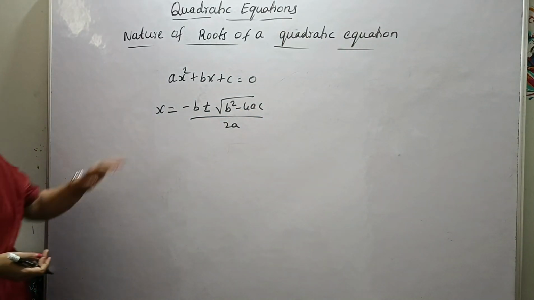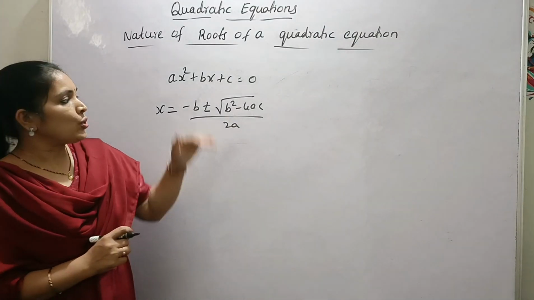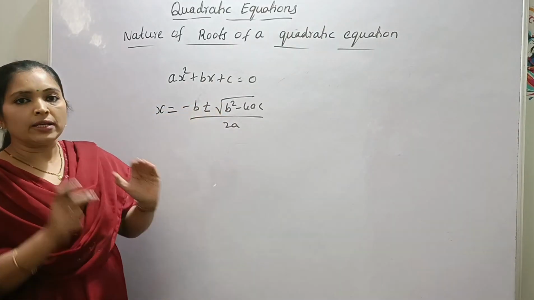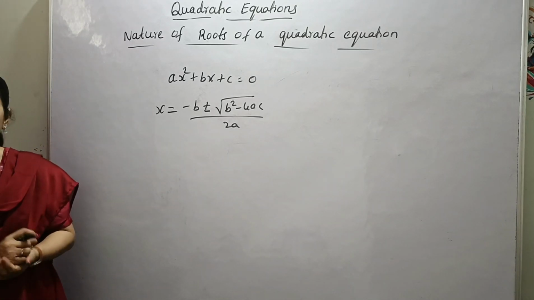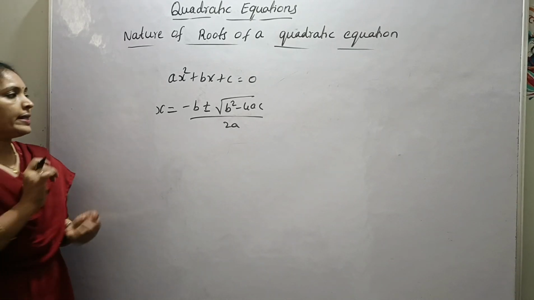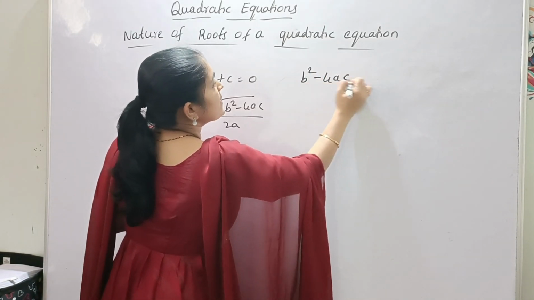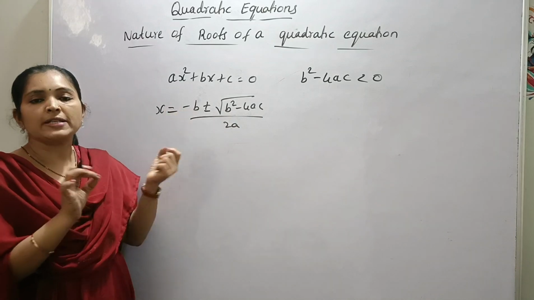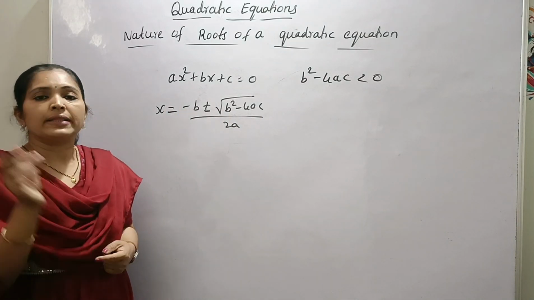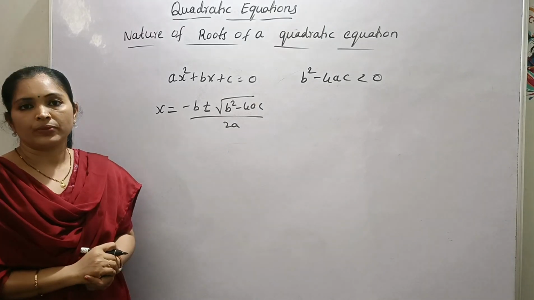Here b² - 4ac is called the discriminant. Using the discriminant we can find the nature of roots of a given quadratic equation. First case: if b² - 4ac is less than 0, then the given quadratic equation has no real roots.